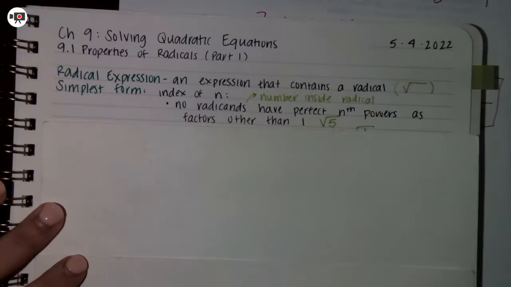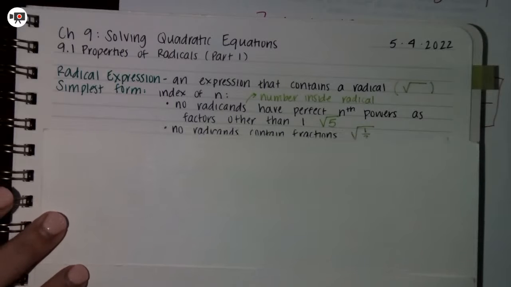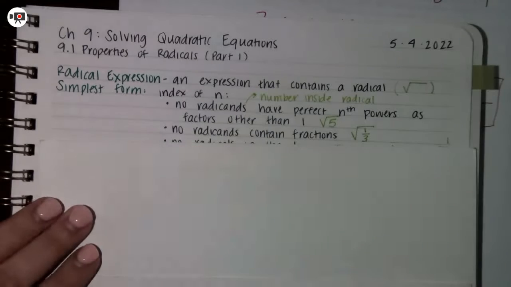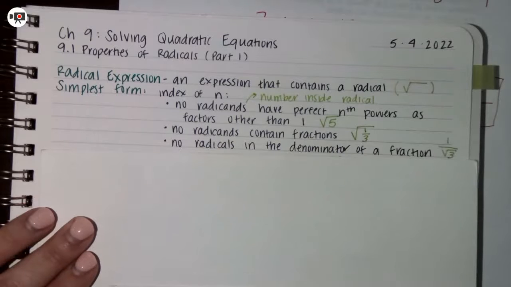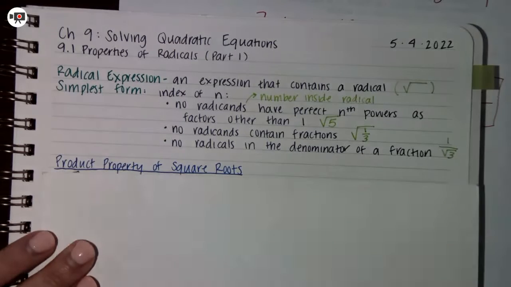So we cannot have a perfect square or a perfect cube if it's a cube root. We can't have those in there. We cannot have a radical in a fraction, and we cannot have a radical in the denominator of a fraction.